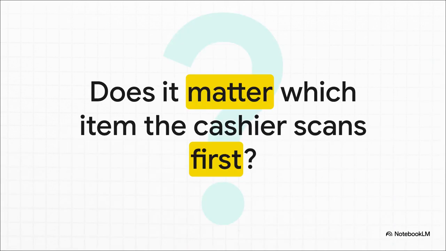So, let's start with a really simple question. You're at the checkout line. You've got a candy bar, you've got a soda. Does the total cost change if the cashier scans the soda before the candy bar? No way, right? Of course not. The total is the exact same no matter what the order is. And believe it or not, you've just stumbled upon one of math's biggest secrets.